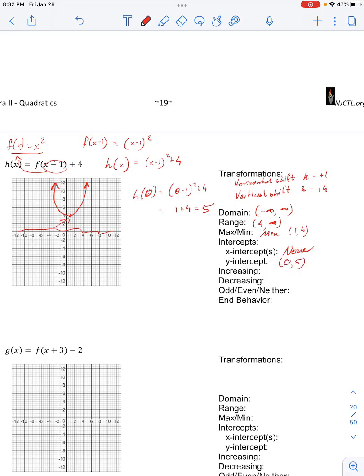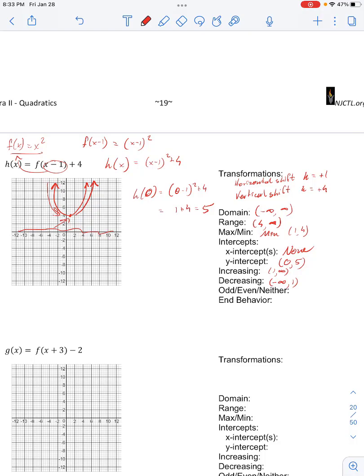The function is increasing on this side of the vertex, so it is going upwards. That is from 1 to infinity. It is decreasing on the left side of the vertex, so that's from negative infinity to 1.